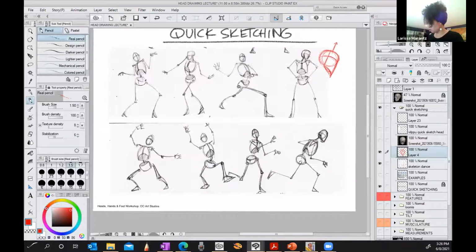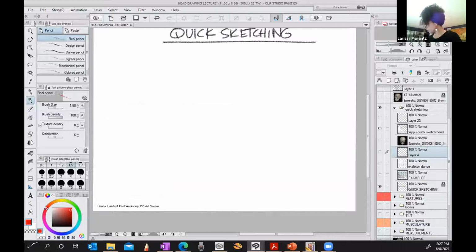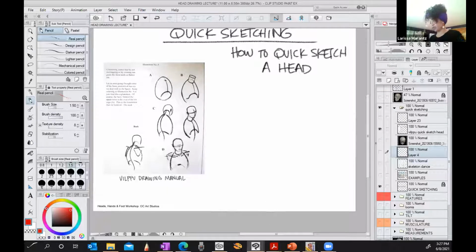These are a little wonky, but you can see how in this one here, it's more of a 3/4, or it's more of a profile. So that has a longer shape there. So these lines are really integral in understanding the tilt of your head.